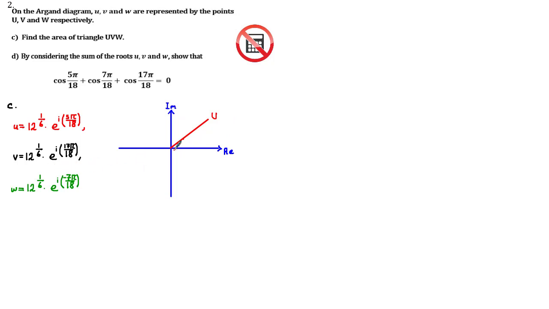The point V would lie in the second quadrant, as 17 over 18 is very close to 1, and therefore this value would be closer to pi. And lastly, the point W would lie in the fourth quadrant, as it's the only negative argument, which we would draw clockwise from the positive real axis. And by inspection, 7 over 18 pi is less than 9 over 18 pi, or pi over 2, and so would lie in the fourth quadrant and not the third quadrant.